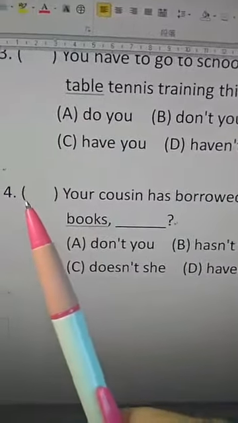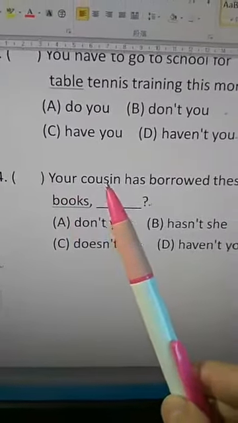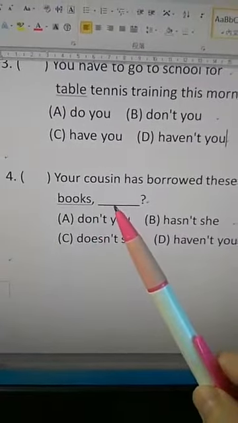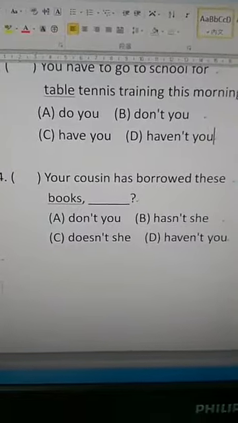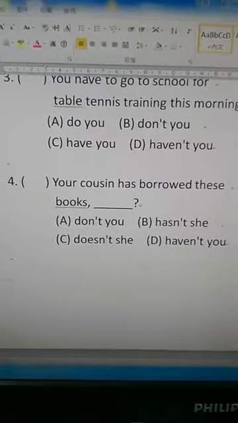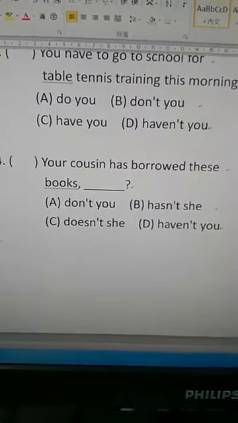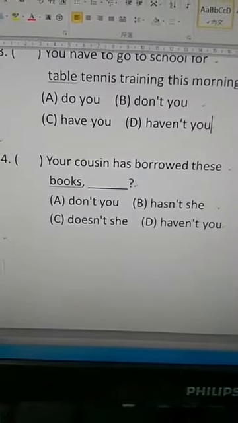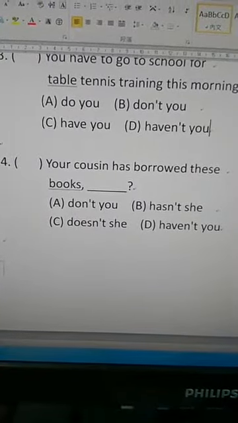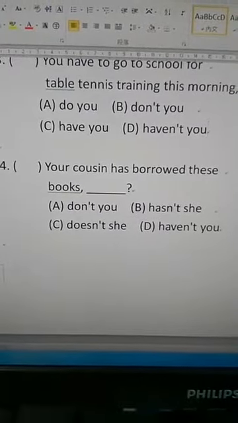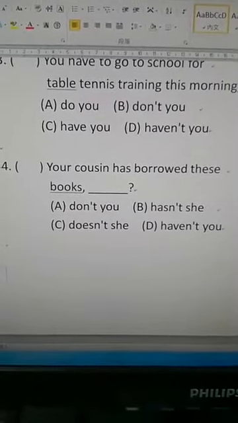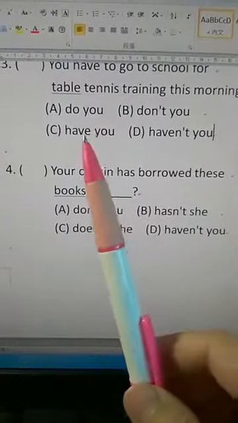Okay, number 4. Your cousin has borrowed these books, blank. I hope you can think about the answer first, and then I'll explain why, okay? Because all the time, you practice on your own first. If you get the wrong answer, then I can explain the rules for you about tag questions, okay? Okay, time is up. Let me see.